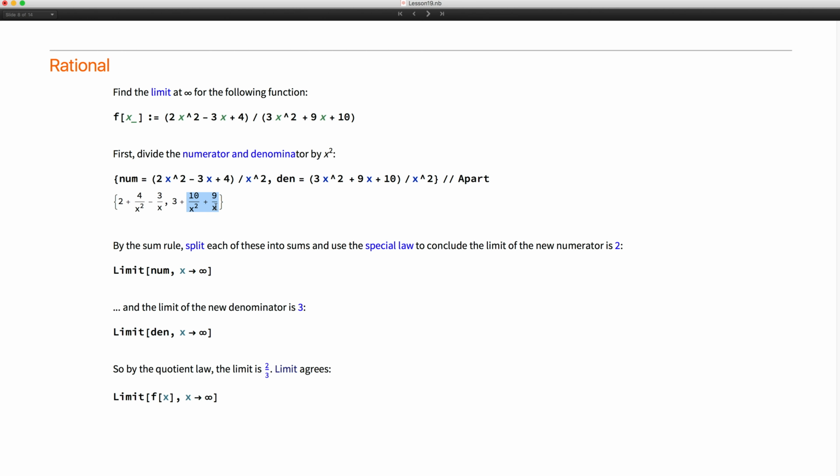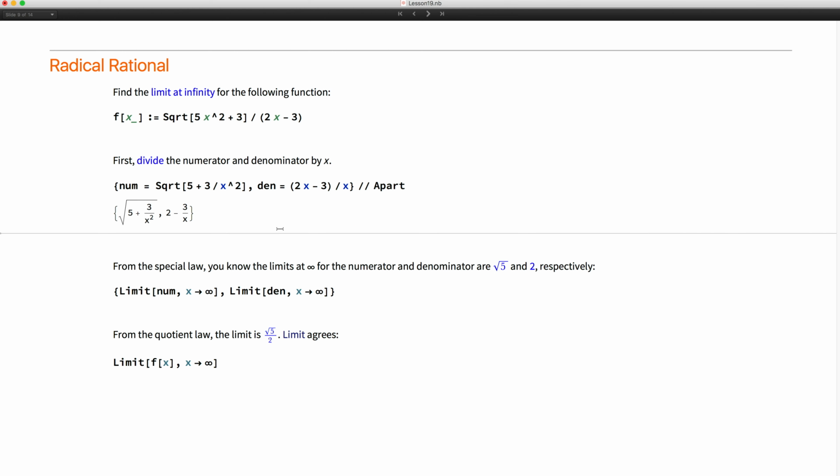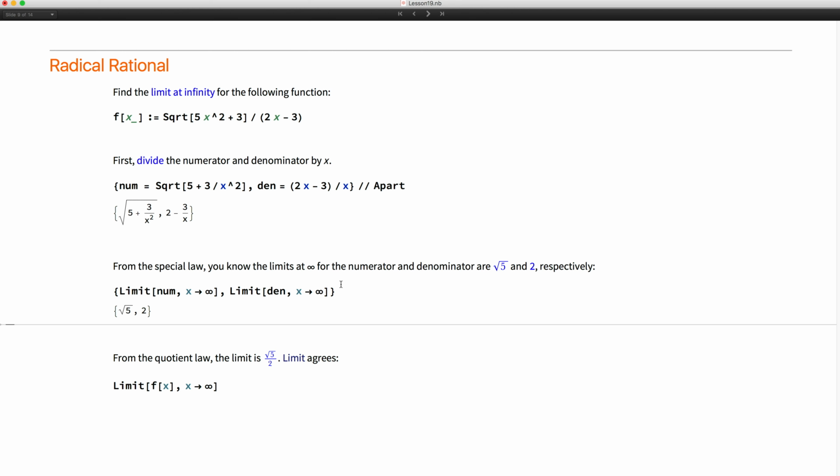Okay, so now that's your function f of x. And notice that the highest power is x, because you've got a square root of x squared, roughly. So if you divide by that, then you see that the numerator will have a limit of square root of 5 as x approaches infinity, and the denominator will have limit 2 as x approaches infinity. So those are the answers separately. And then if you divide them, you get the limit for the entire radical rational expression.